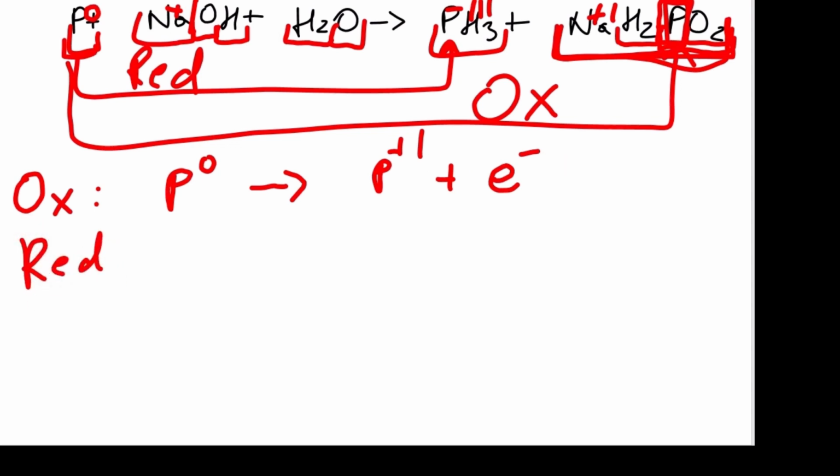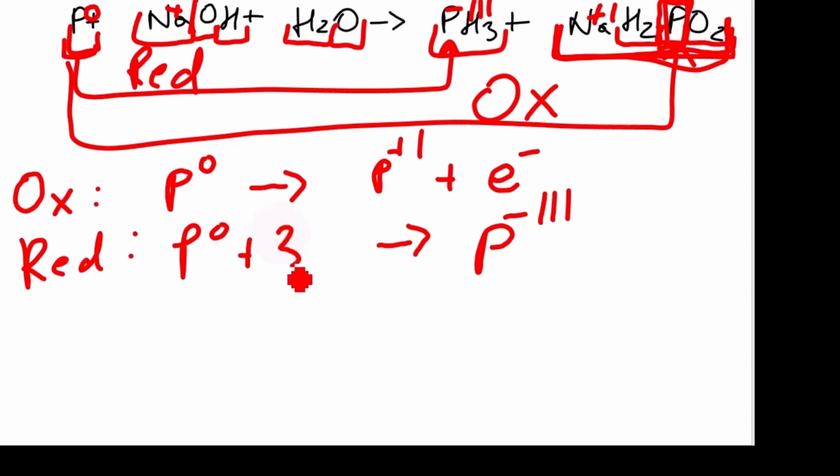Okay, reduction reaction: from phosphorus with oxidation state equal to 0 to phosphorus atom in the particle of phosphine where the oxidation state is equal to minus 3. So how many electrons do we need in this reaction? 3 electrons. Do you remember what the next step is? The next step is to balance the electrons between these two half-cell reactions.